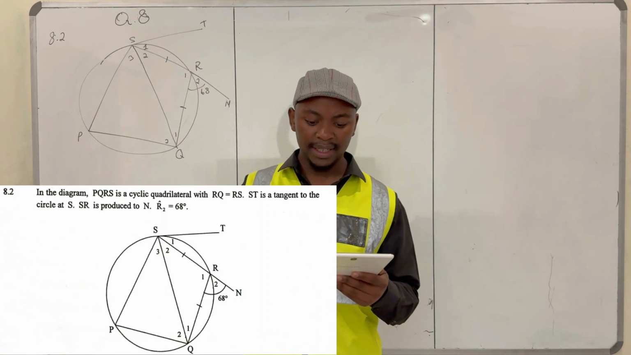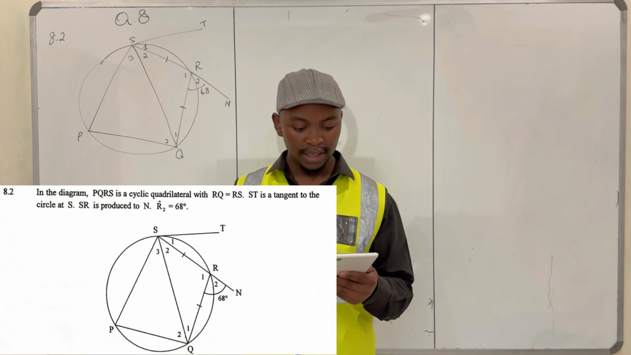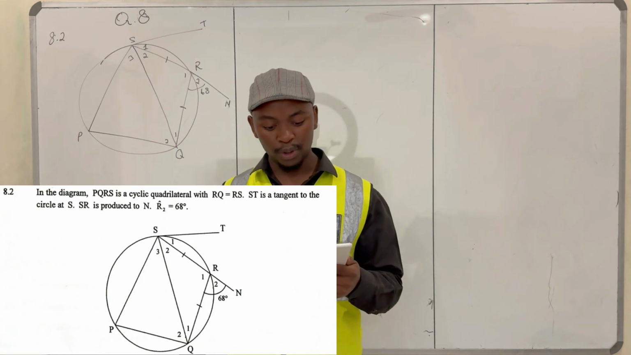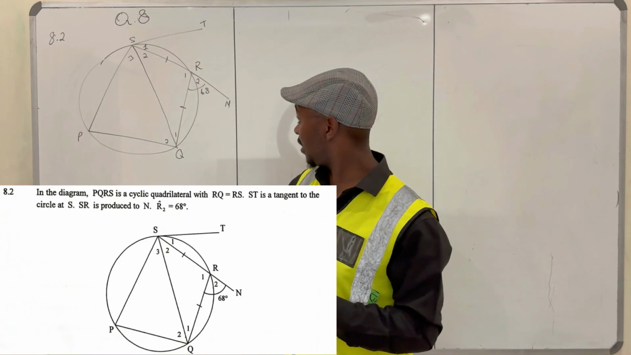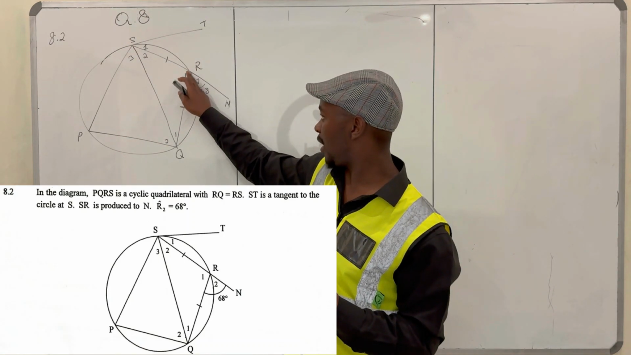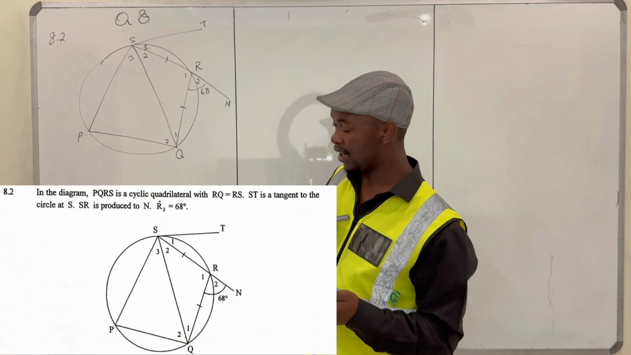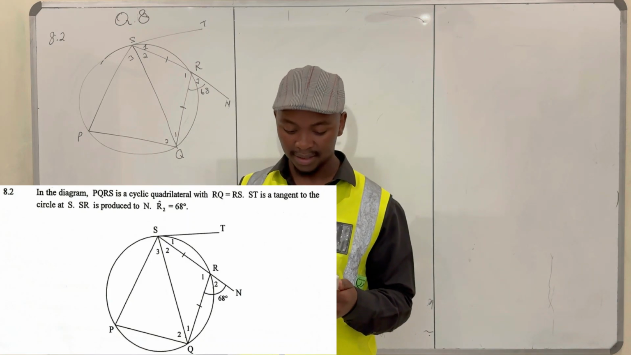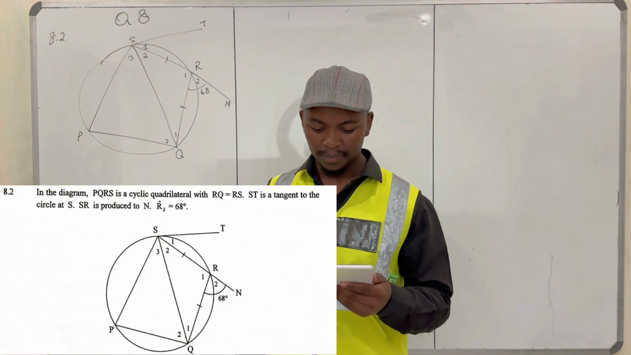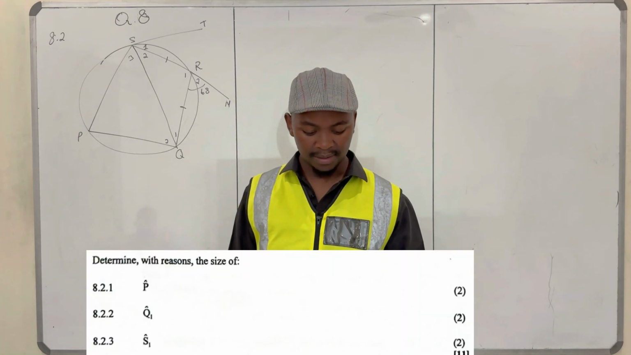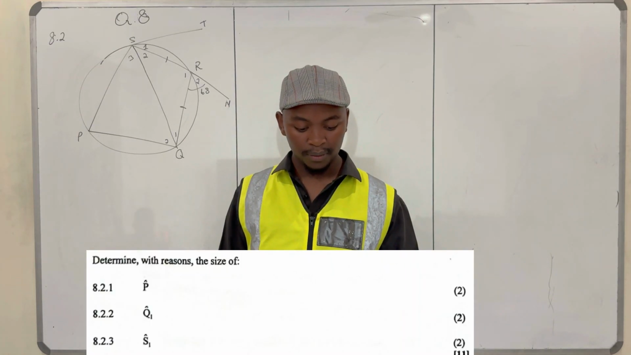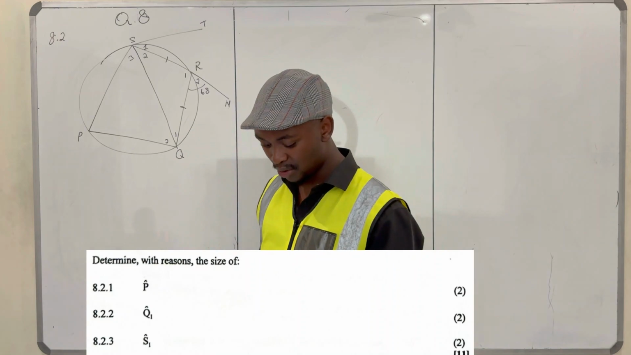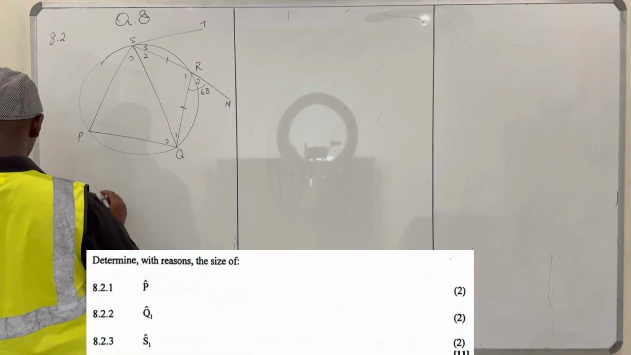All right. Now there's a tangent which is called ST, that is tangential to the circle at point S. SR is produced to N. Where is SR? So SR doesn't stop here, it continues to the point N. Alright. And we're given that the angle R2 is equal to 68 degrees. The first question is, determine with reasons the size of angle P. So we need to find angle P. Alright. 8.2.1 we must find the angle P.